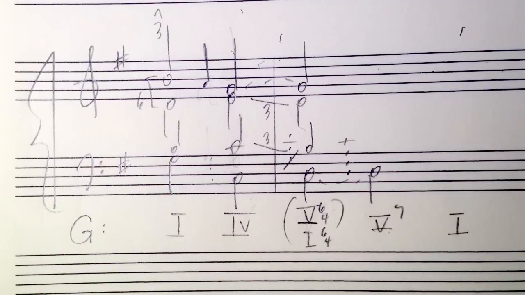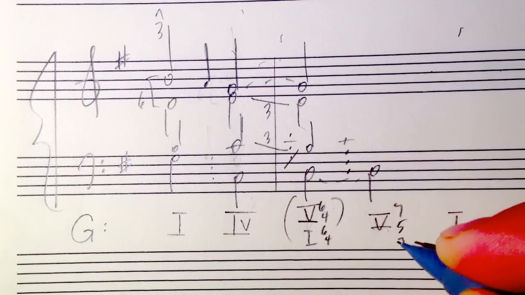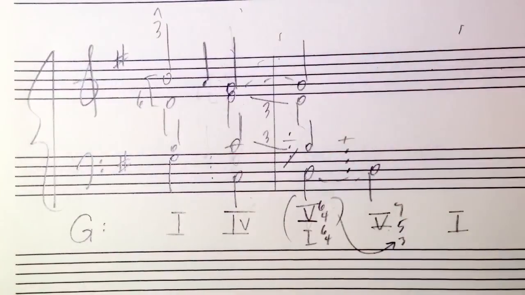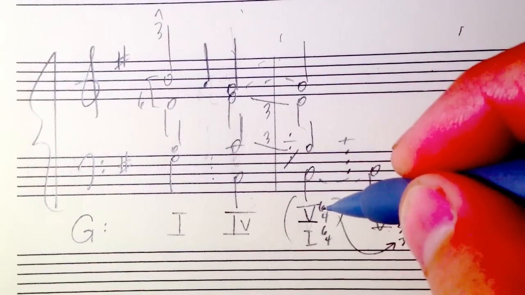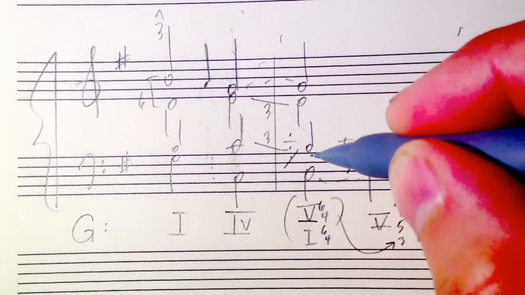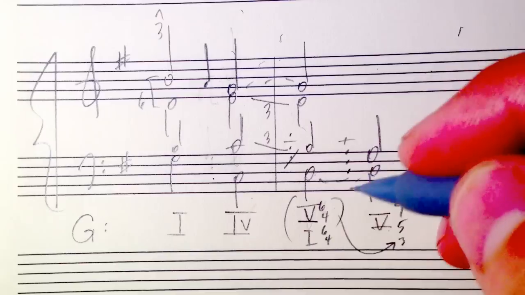Now, how can we resolve this? The 6 and the 4 need to resolve to the 5 and the 3 of the 5-7 in their respective voices. That's important. So where is the 6th above the D? It's the B. So the tenor would be best to go to the A natural.